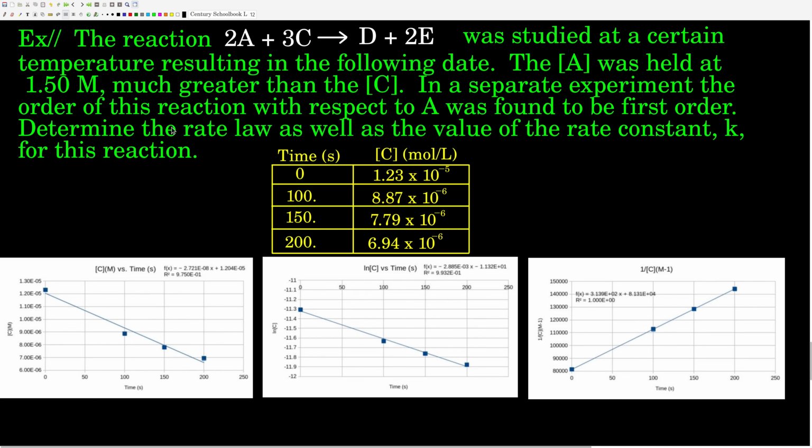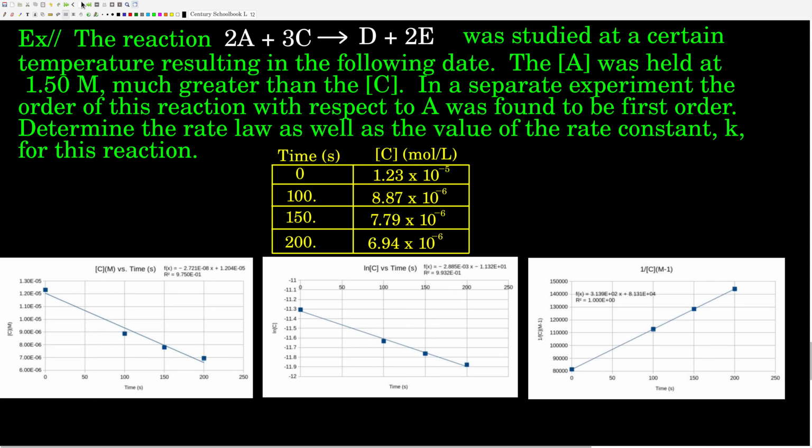What I'm asking you guys to do is determine the rate law, so the order with respect to C. We already know the order with respect to A, and the value of the rate constant. So again, if you were doing homework, you were doing a lab, or you were out there in a real lab, you would do these graphs yourselves, but I did them for you. So here they are. Use them as you will. Go ahead and work it out, and when you get an answer, come on back.